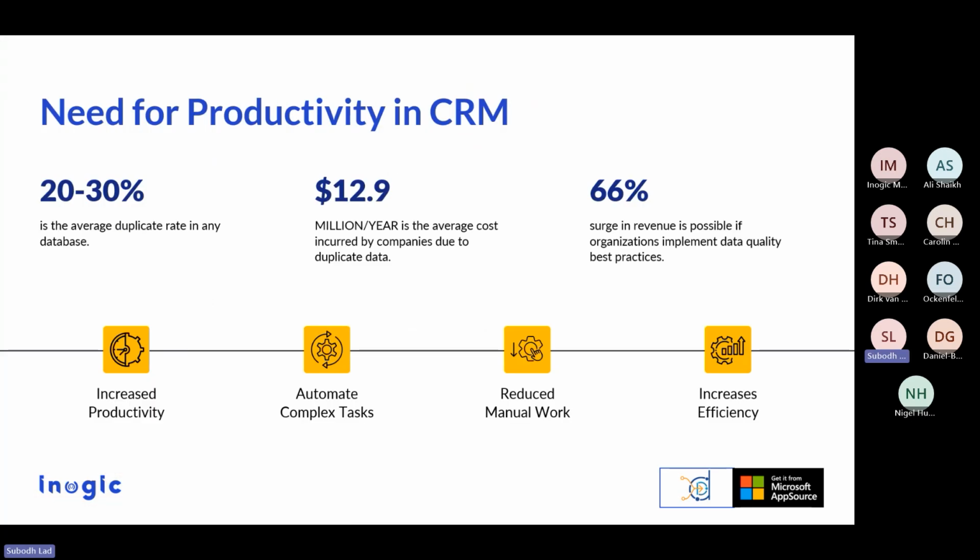So what is the need of productivity in CRM? What we have seen is on a day-to-day basis, there are organizations who have around 20 to 30% average duplicate rate in their database. For large organizations, it can lead to a loss of around 13 million annually because of the duplicate data, which leads to inaccuracies in the overall forecasting of the organization. And once that data is cleared, there is a surge in revenue as they are able to improve the data quality and target the right customers at the right time.